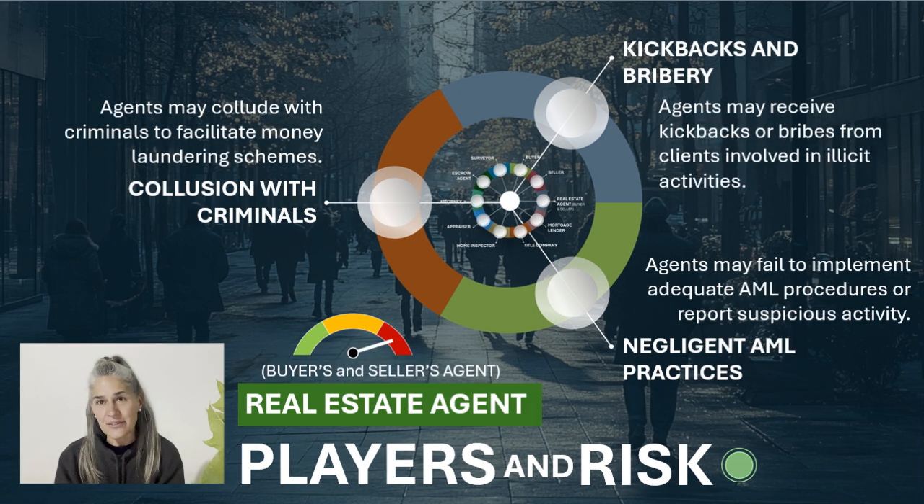Why would we see the high risk within the real estate agent? Due to potential collusion with criminals. Agents may collude with criminals to facilitate money laundering schemes. We may also see potential kickbacks and bribery, where agents may receive kickbacks or bribes from clients involved in illicit activities. We may see negligent AML practices, where agents may fail to implement adequate AML procedures or report suspicious activity.